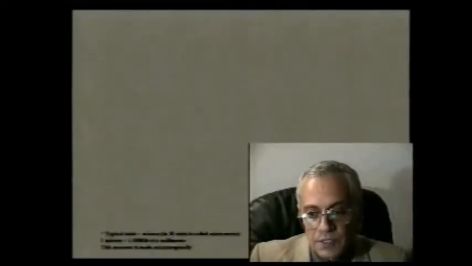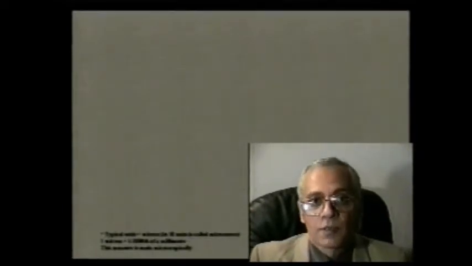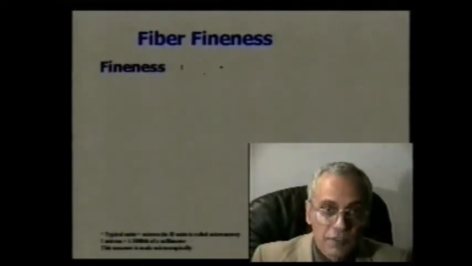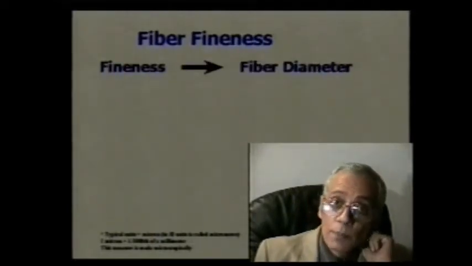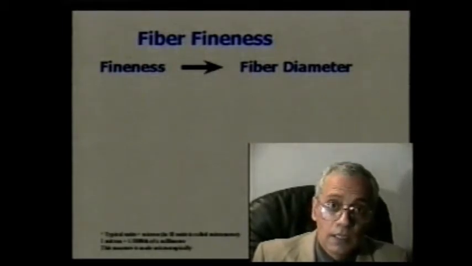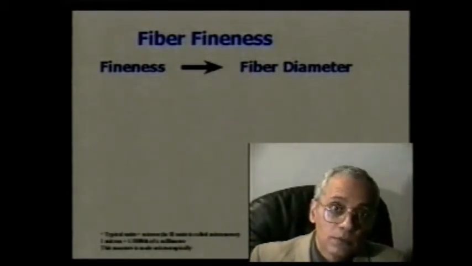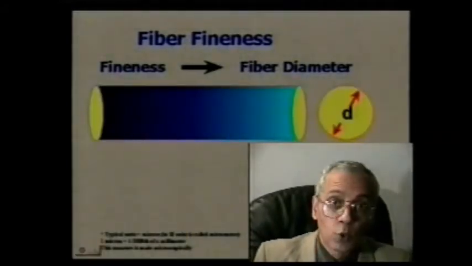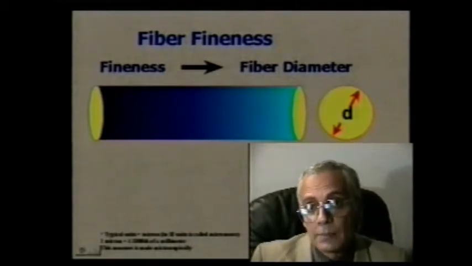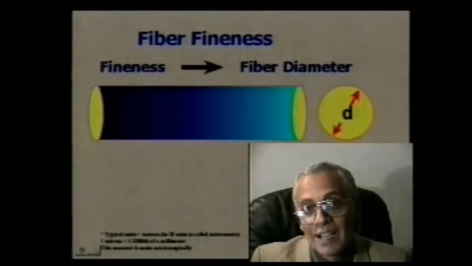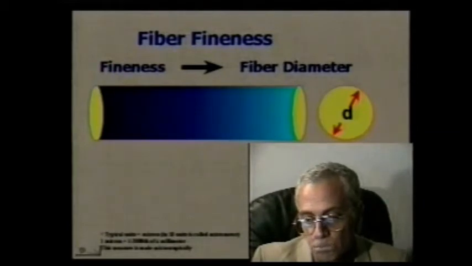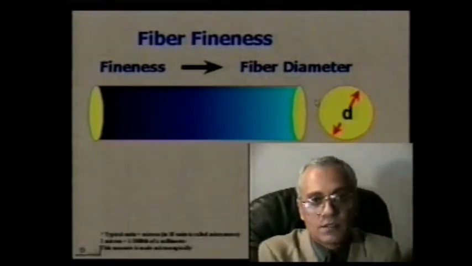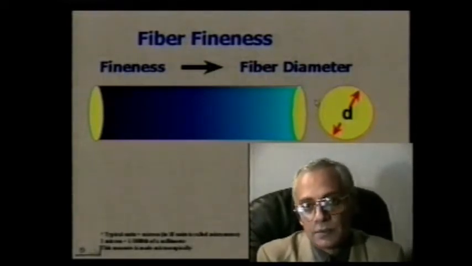Now, the reference method of fiber fineness measures is the diameter of the fiber. So if we can measure the diameter of the fiber, then we can determine the fineness of the fiber. Large diameter would mean coarse fiber, and fine diameter would mean fine fiber. Well, we would hope that we can measure that on a routine basis and in a rapid manner.